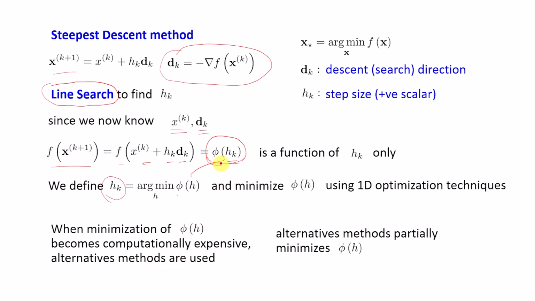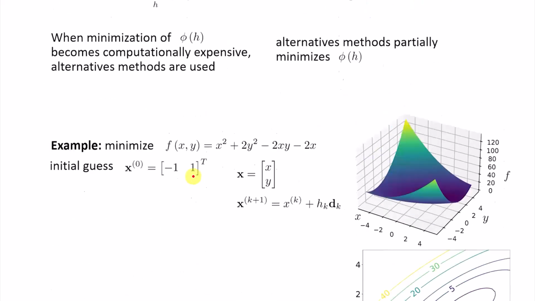Sometimes finding the minimum of this phi at every iteration becomes very expensive. So we try to use other methods, which means we just make sure that it is not fully minimized, but at least partially minimized. As soon as we see that f(xk+1) is somewhat less than f(xk), we go to the next iteration. We use that procedure sometimes, and I'll show you how to use it later on.